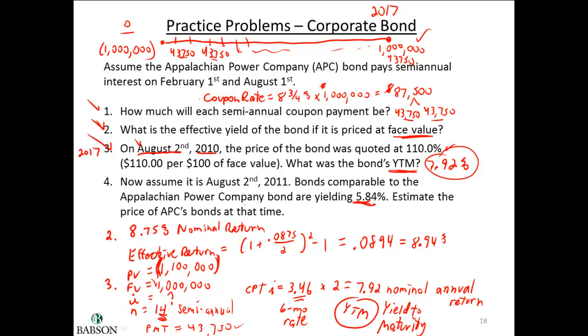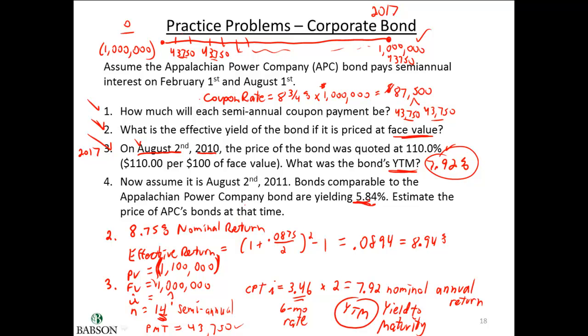If it goes down, you can sell your tickets for less. Same thing here. So interest rates rise and fall over time. And a year later than problem 3 of this one, yields have come down to 5.84%. So the next question is, what's the price of these bonds?